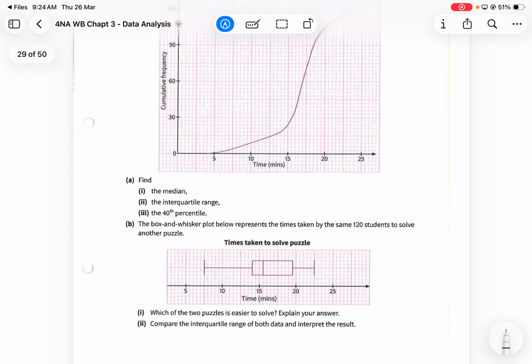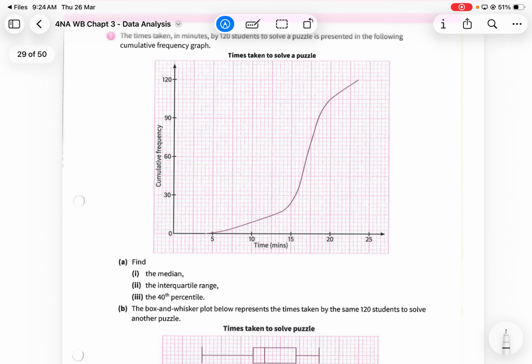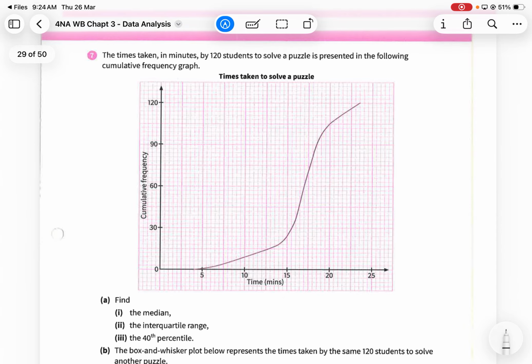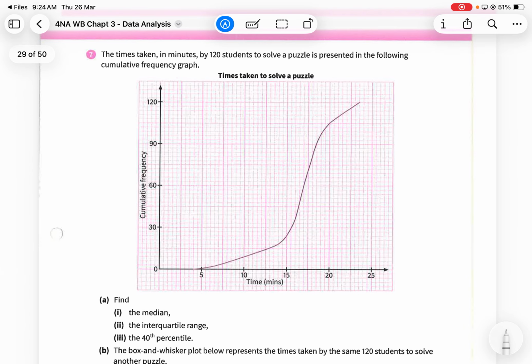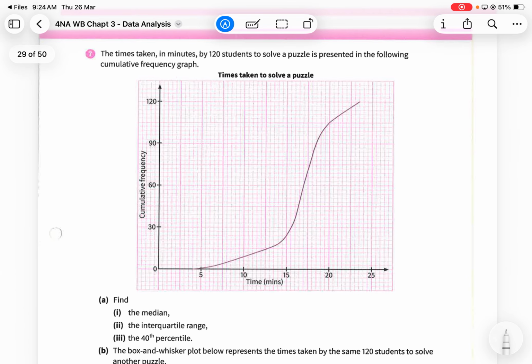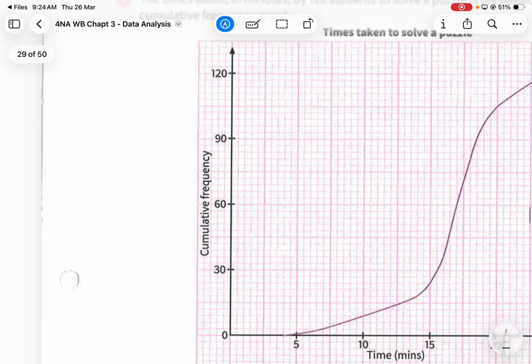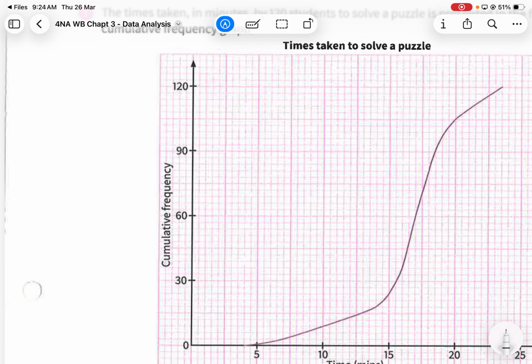Question 7. Okay, cumulative frequency. Median is the middle. So 120 people took the test. The middle is the 60. So median will be from here. Go and read what is the mark. What is the time taken? Try, do on your own.